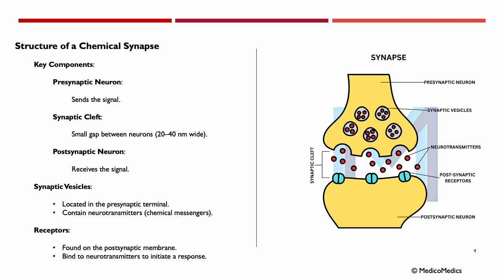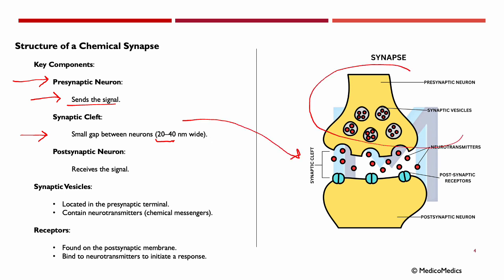Now, key components include the presynaptic neuron. This is where the signal is sent. Then we have the synaptic cleft, and this is a small gap between neurons, 20 to 40 nanometers wide. And this cleft is illustrated right here. So we have the presynaptic neuron, and then we have the synaptic cleft, and then we have the postsynaptic neuron, which receives the signal, illustrated here.